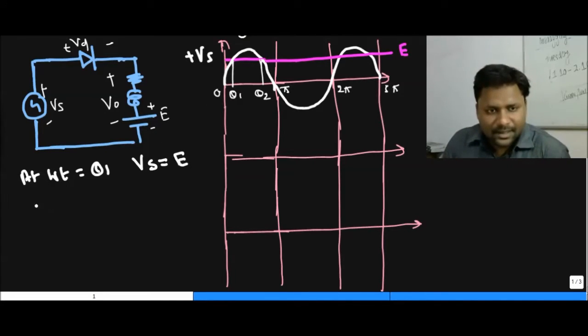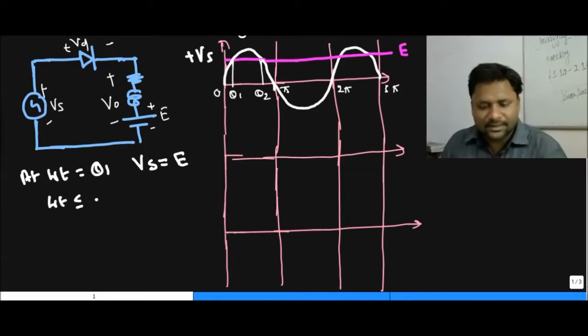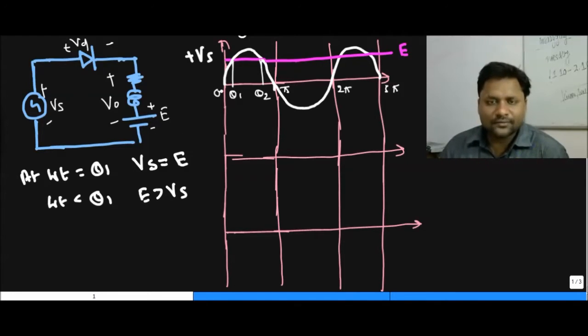But if omega t is less than theta 1, then we can say that E is greater than Vs and the diode is continuously off. Because at less than theta 1, E is greater than Vs, so this E will try to turn off the diode, and we can say the diode becomes off.